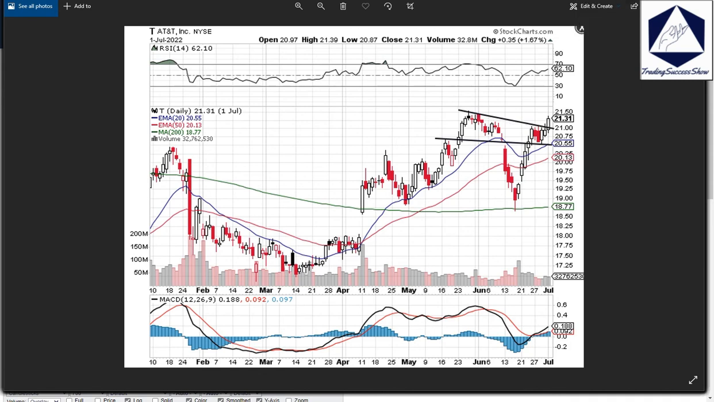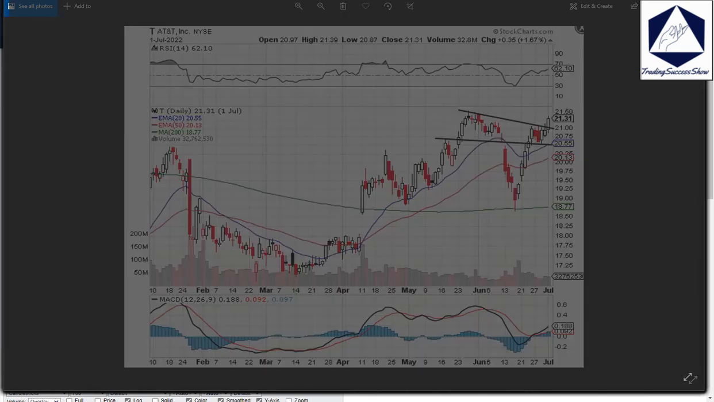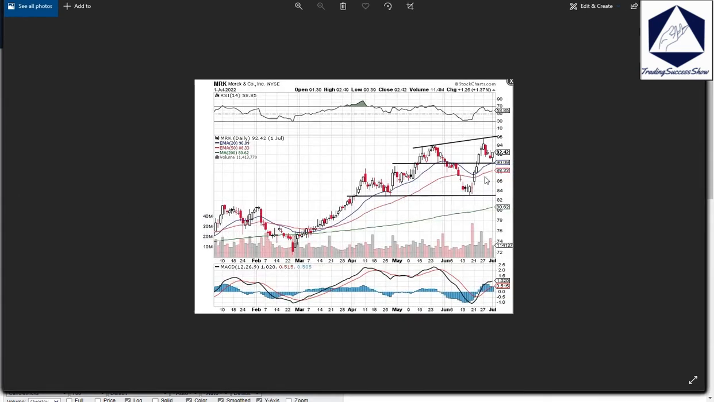Next is going to be MROK. MROK right now has the same looking chart pattern as AT&T. So right now $74 is your area. If we can break through $74, I think 76 will come easily.